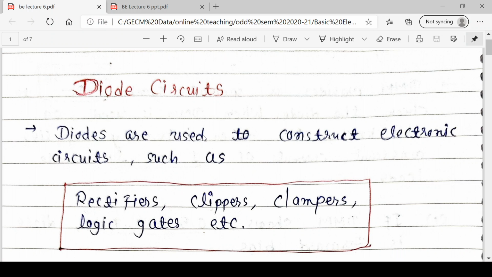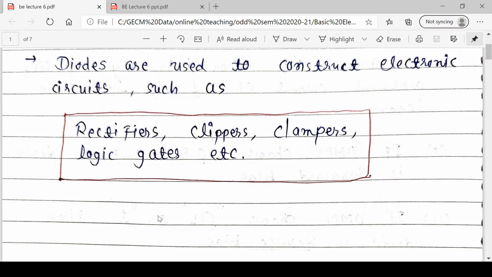So basically, what do you mean by diode circuits? PN diode can be used to construct various electronic circuits such as rectifiers, clippers, clampers, logic gates, and so many. The word rectifier is quite familiar with all of you because you know that it converts AC into DC. The clippers, clampers, logic gates might be quite new for you. They will be discussed in detail when their turn comes. So let's talk about rectifiers in detail.